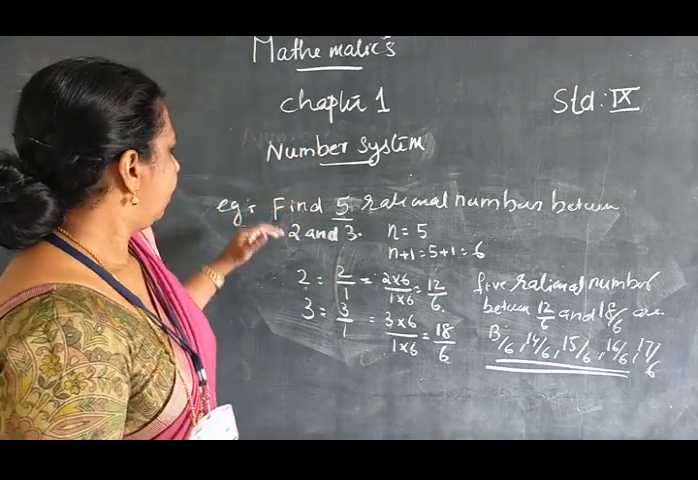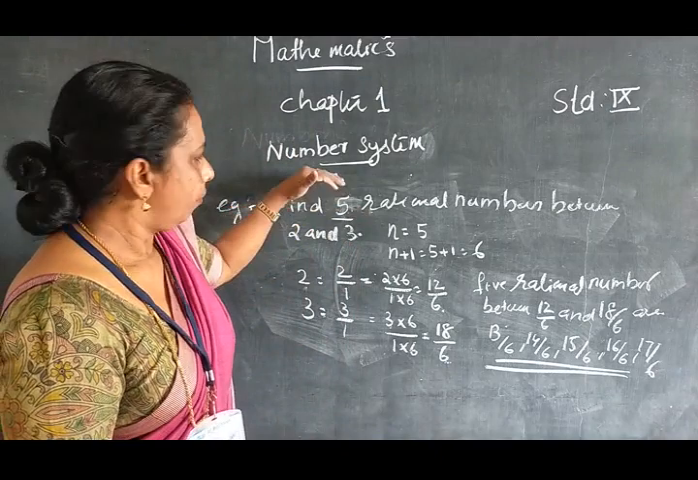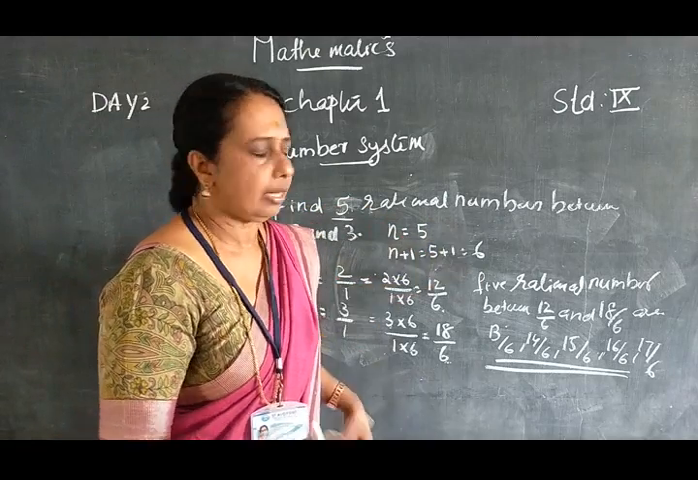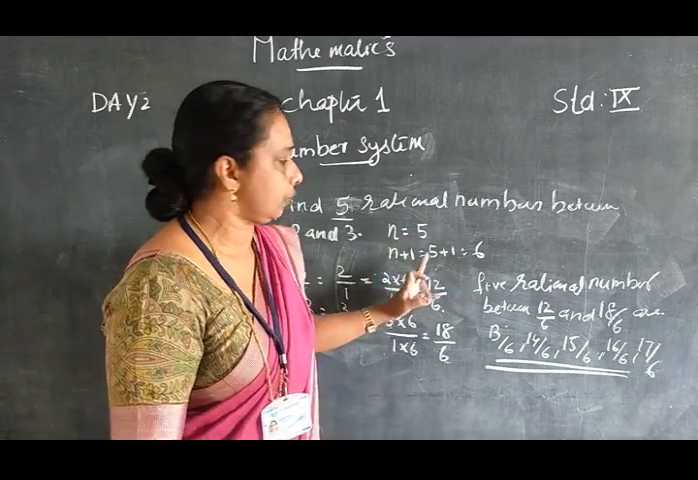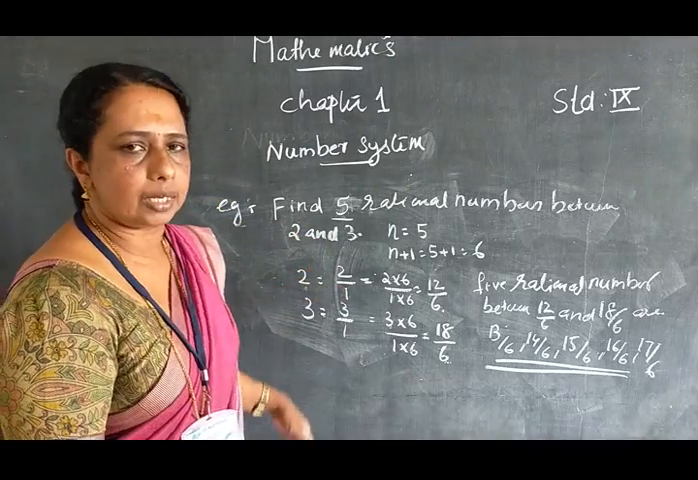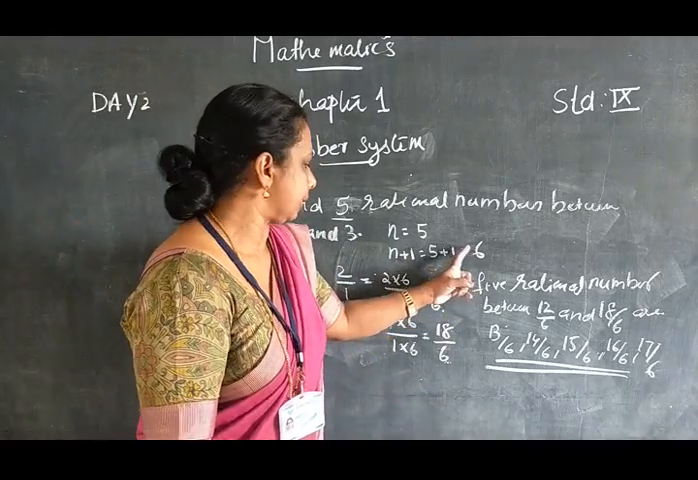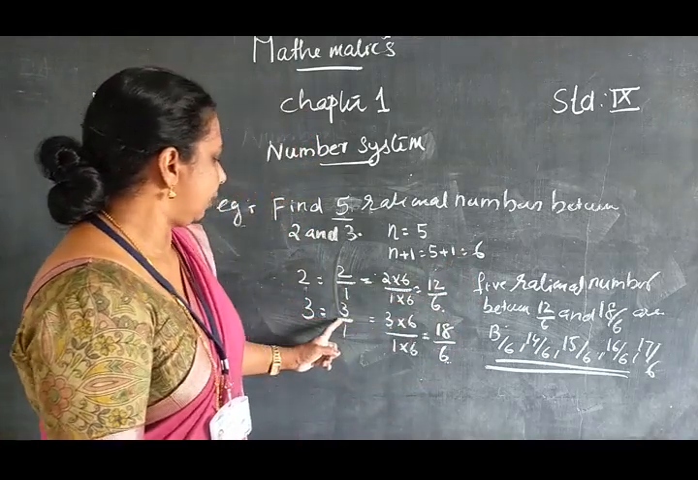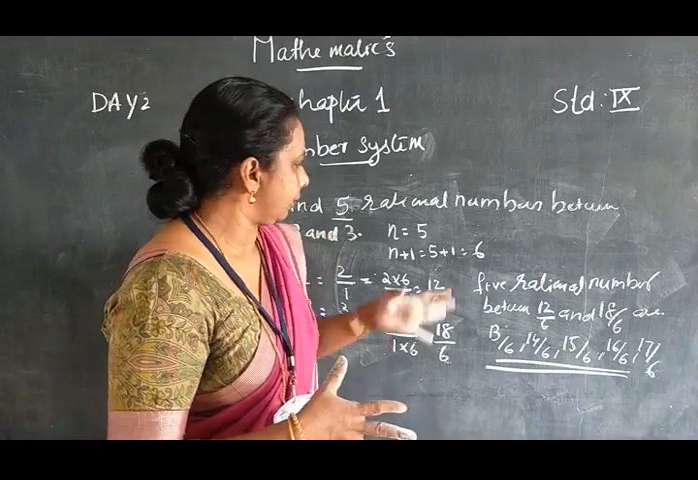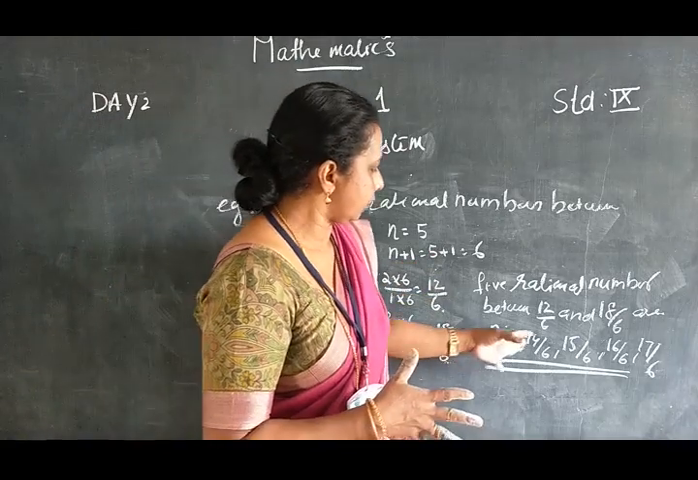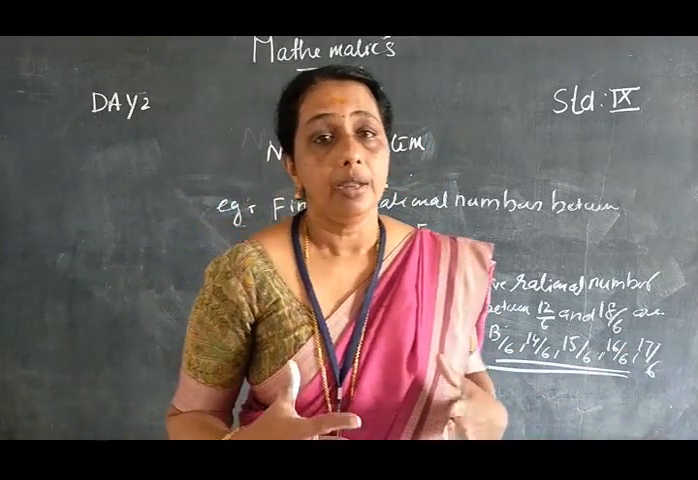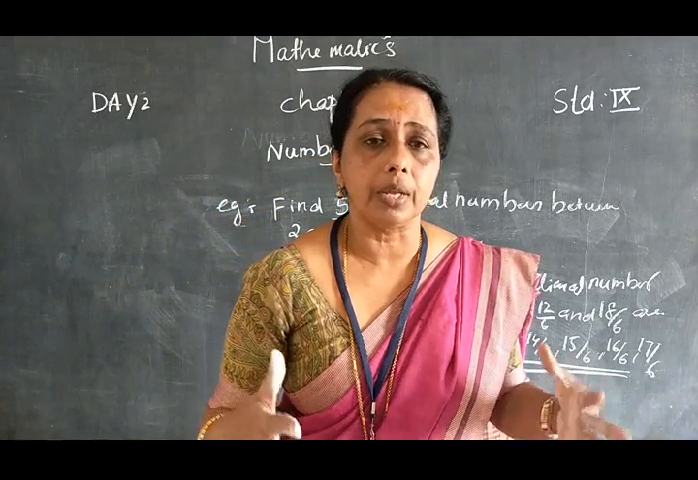One more thing I will explain. The given numbers are 2 and 3, and we want to find 5 rational numbers between them. We take n equal to 5, then find n plus 1, that is 5 plus 1, equal to 6. Then we multiply the numerator and denominator of the given rational numbers by this n plus 1, that is 6. We get 12 by 6 and 18 by 6. Then the 5 rational numbers between these two are 13 by 6, 14 by 6, 15 by 6, 16 by 6 and 17 by 6. This way we can find infinitely many rational numbers between two given rational numbers.